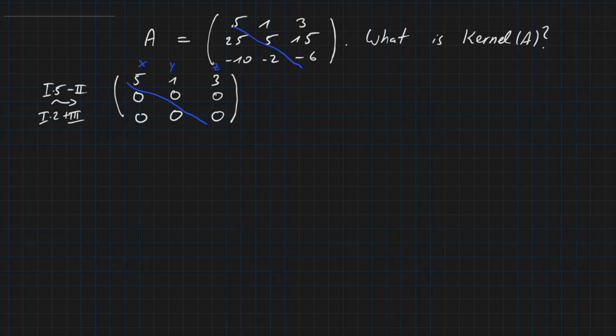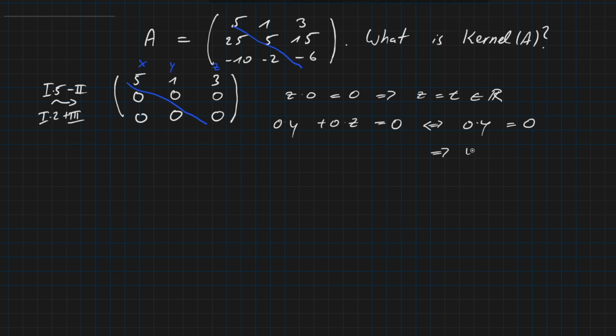You can read out actually, z times 0 is 0. So this means z can be any real number, and let's call it t. Because at the end you would like to express x, y, and z as numbers or parameters like t. And t is any real number. So the second row then reads 0 times y plus 0 times z equals 0. And this is equivalent to 0 times y equals 0. And this means also y can be any real number, and let's call it s.